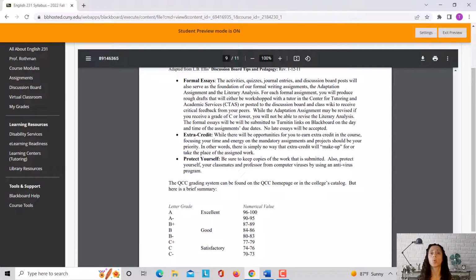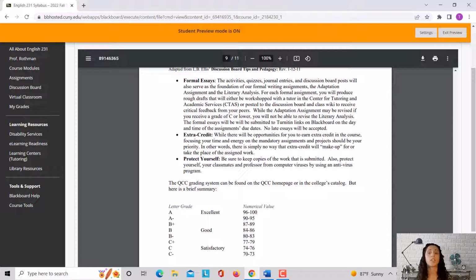Of course, there will also be formal essays. All of the writing that you'll do for the activities, the quizzes, the journal entries and discussion board posts will serve as the foundation of our formal writing assignments, one of which will be called the adaptation assignment, and then there will be a literary analysis. For each formal assignment, you'll produce rough drafts that will either be workshopped with a tutor in the Center for Tutoring and Academic Services, or CTAS, or be posted to the discussion board and class wiki to receive critical feedback from your peers.